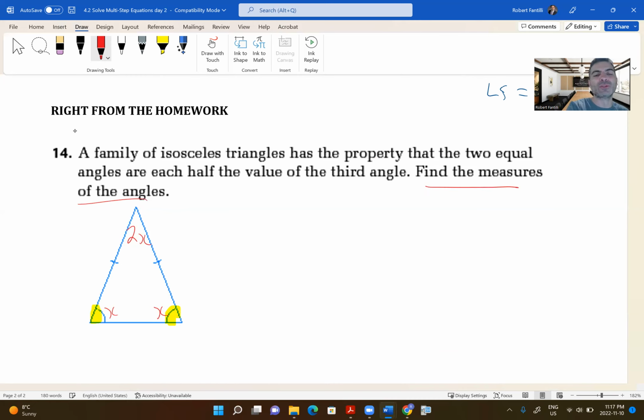Find the measures of the angles. Okay, no problem. I know 2x plus x has to equal 180 degrees because the angles in a triangle add up to 180. 2x plus x is 4x equals 180 degrees. And if you look on Edsby, by the way, I've got a really nice handout for you there. Divide both sides by 4: x equals 45 degrees, because 45 and 45 is 90, and 90 twice is 180. So x is 45, but you're not done answering the question because we also have to solve for the third angle, which is double x, which is 90 degrees.